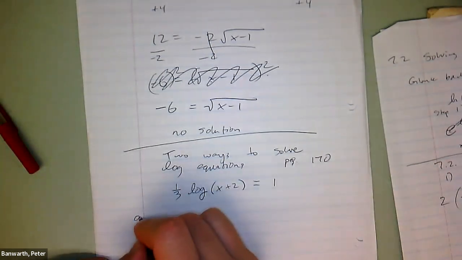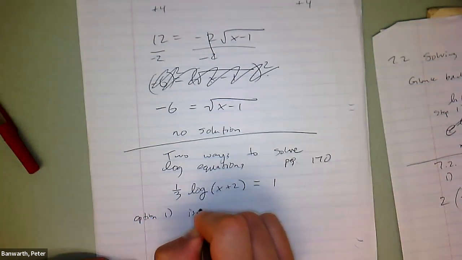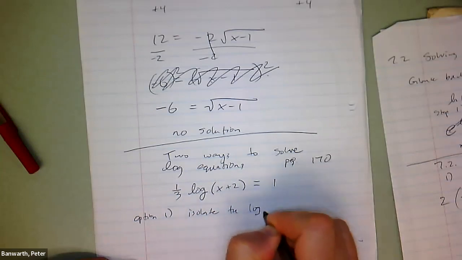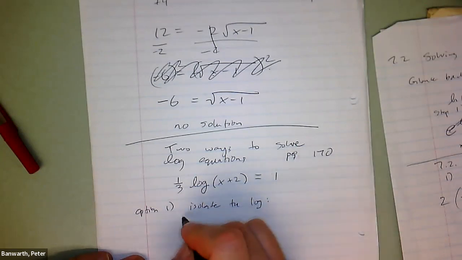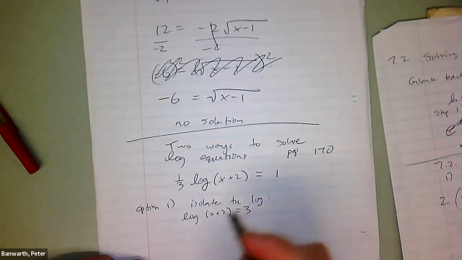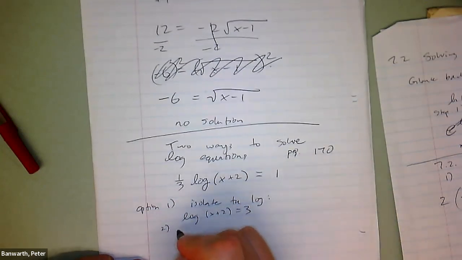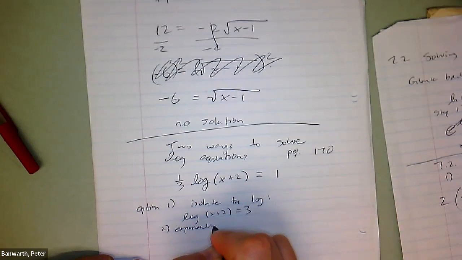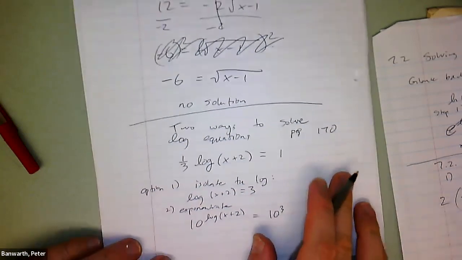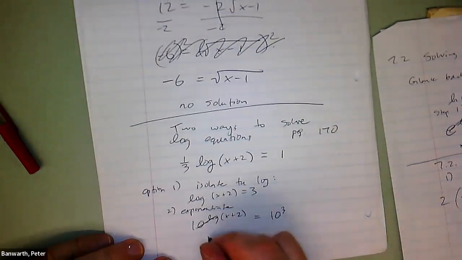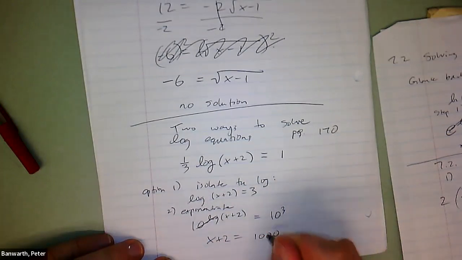So option 1, isolate the log. This is how I always do it. So first I'm going to multiply by 3. And I get log base 10 of x plus 2 equals 3. And then step 2 is exponentiate both sides. I get 10 raised to the log base 10 of x plus 2 equals 10 cubed. 10 to the log base 10 cancels, and I get x plus 2 equals 1,000, and x equals 998, and I'm done.